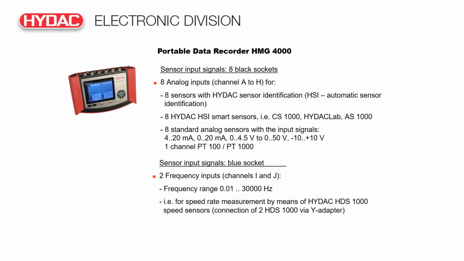For the analog ports, each channel can read up to 50 volts. It is loaded with default signals, but if there was a voltage signal or current signal not listed, you can add the signal to the HMG. In addition, the HMG can read frequencies up to 30,000 Hz.